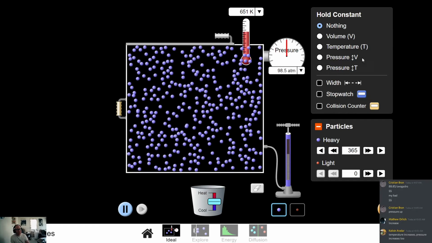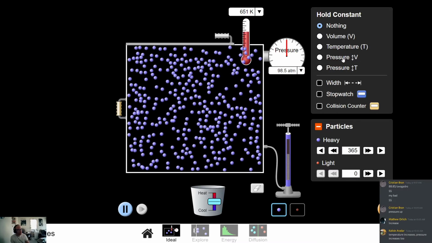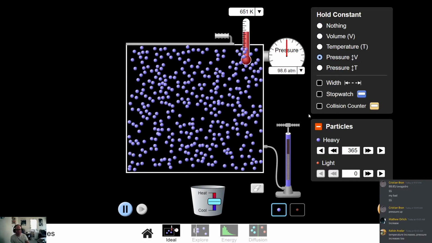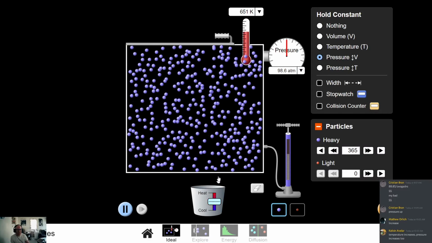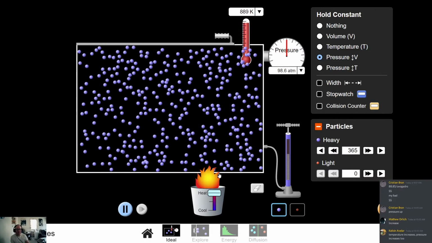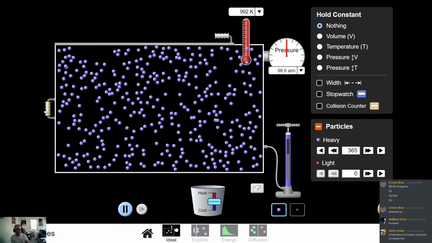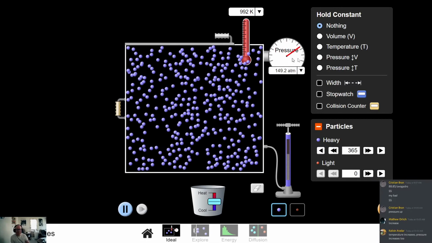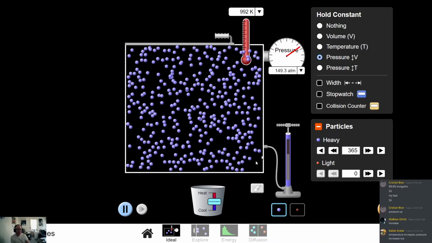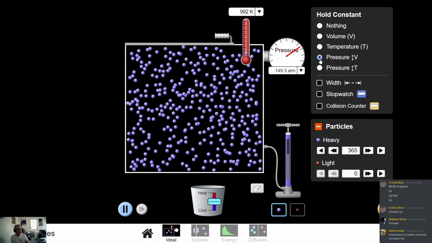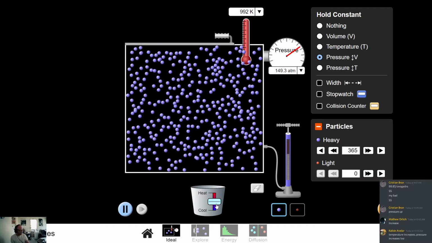Hold pressure constant but allow volume to change? You think that's what that means? Let's see what happens. No. Oh, is this pressure and volume? Okay, that's what I thought it was going to do, but that was confusing the way that it said that. Okay, so now I get it. So this is saying hold pressure constant, but as temperature increases, pressure increases too.